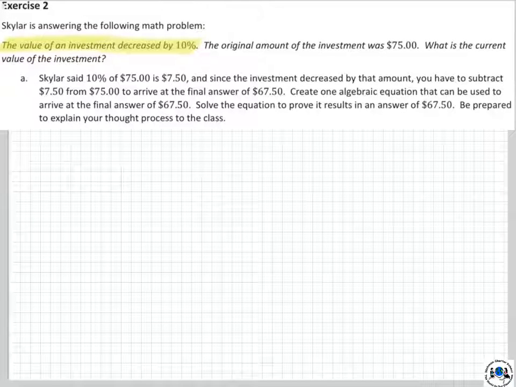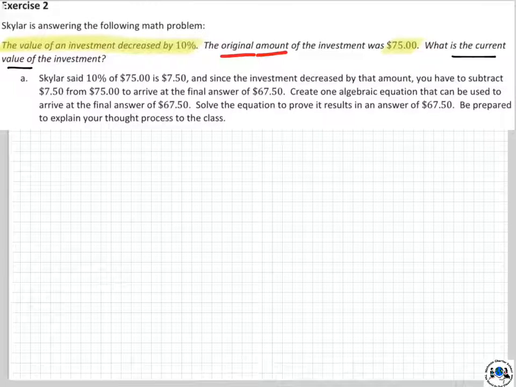We have Skylar answering the following math problem. The value of an investment decreased by 10%. Okay, we got our decrease here. The original amount, here we go again, original amount should be the key for you, of the investment was $75. What is the current value of the investment? Current value, original amount, decreased by 10%. All of those key words in this word problem should help us identify our whole and our part, and of course our percentage.